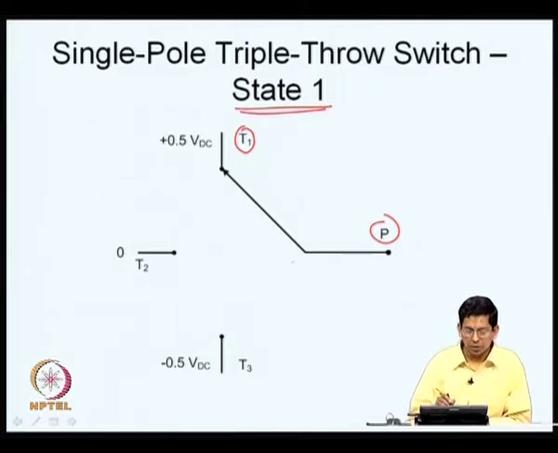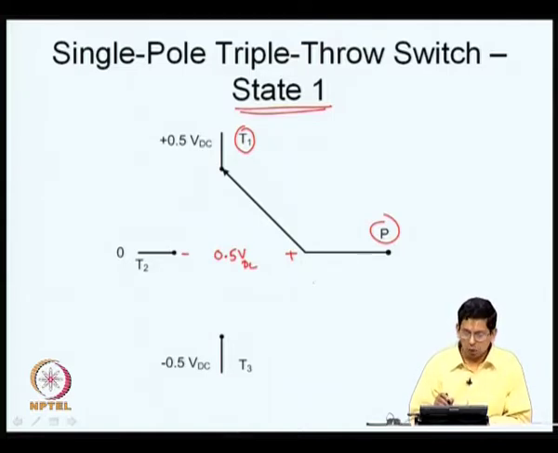In this case, what happens? P and T2 are left open, and P and T3 are also left open. P and T2 is open, but it blocks some voltage. What is that voltage equal to? Voltage at P is equal to that of T1, which is 0.5 VDC, and the voltage at T2 is 0, and therefore what you have is 0.5 VDC. The switch or the set of switches that come between P and T2 are in the off condition, and they are blocking a potential of this polarity as indicated, a potential of 0.5 VDC.